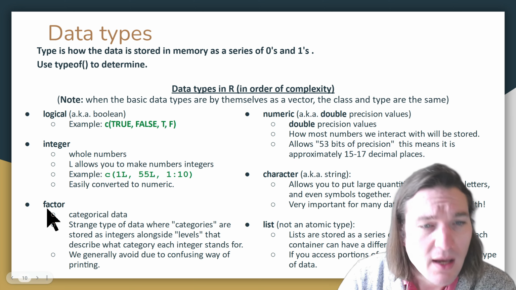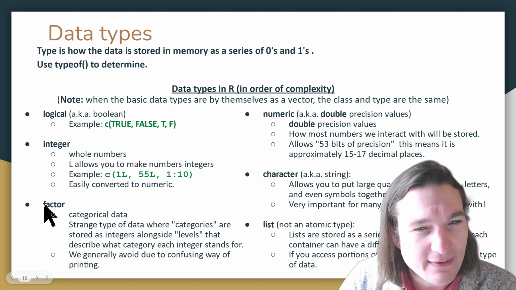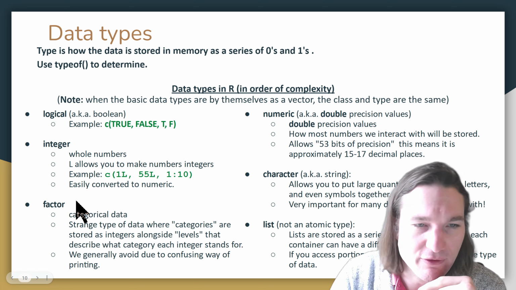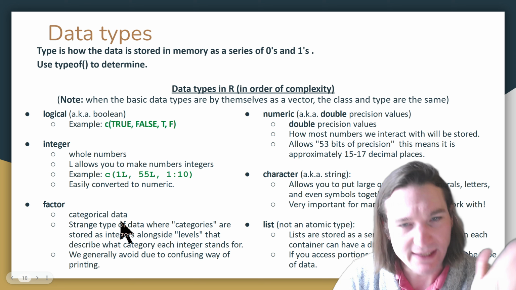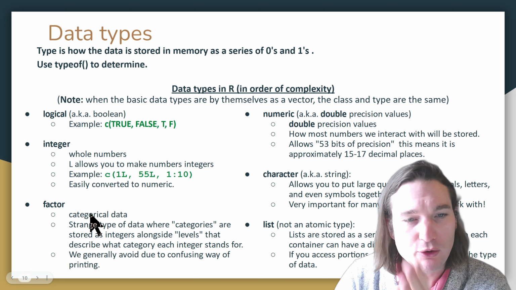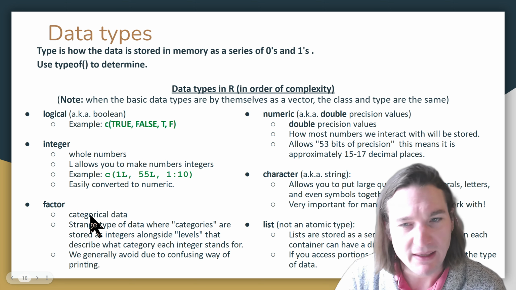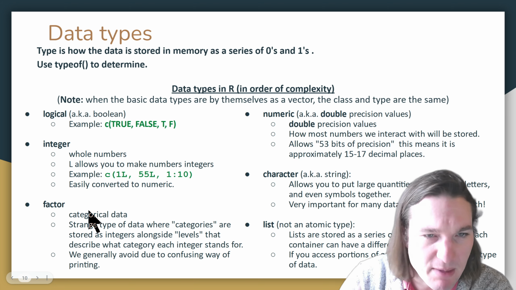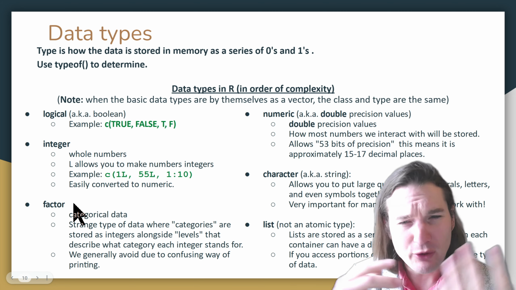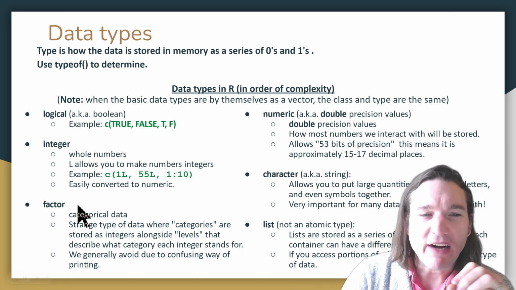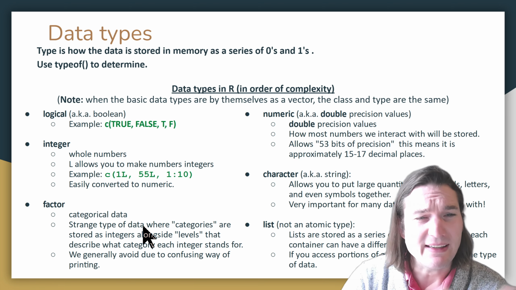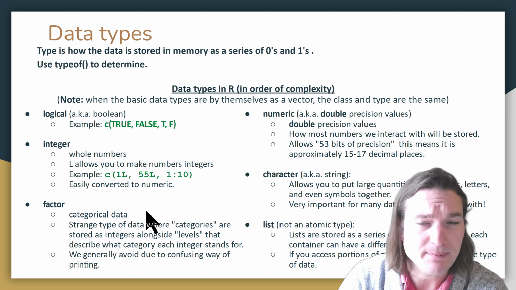But that's it. Factor is actually a specialized version of integer. It's an integer with extra information. So it's only positive integers, like 1, 2, 3, 4, and 5. You might store a series of 1, 2, 3, 4, and 5 in memory. But then there's a separate piece of information associated with that object that defines what each of those different values stand for. And so we use this when communicating categorical data.